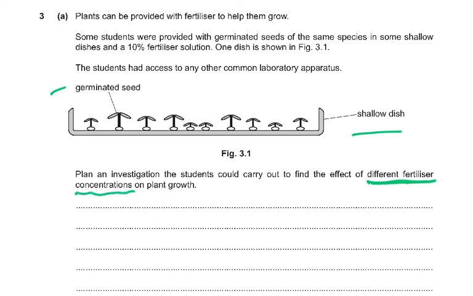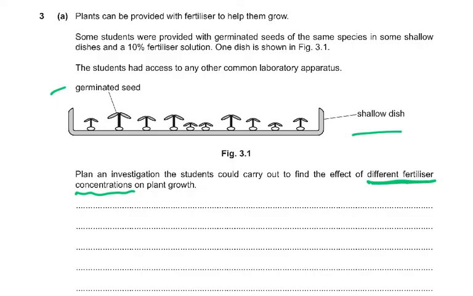We could have said give it different light intensity. We could have said give it different carbon dioxide concentration. We could have said give it different nitrate concentration. So whatever we change, that is the independent variable. So what are we investigating? We are investigating how plants can be provided with fertilizer to help them grow.